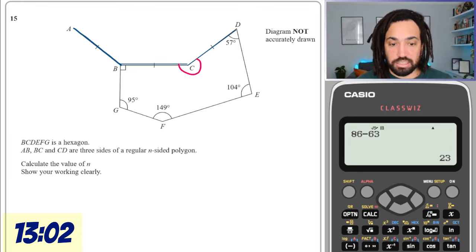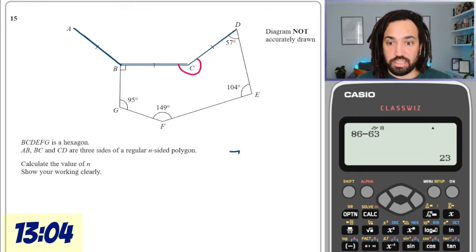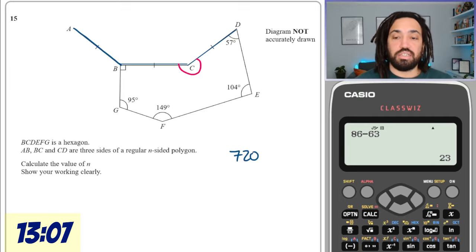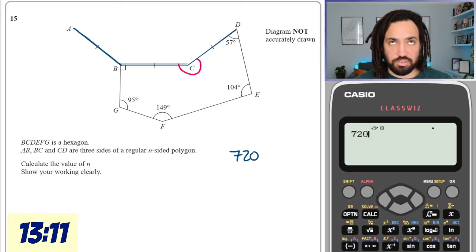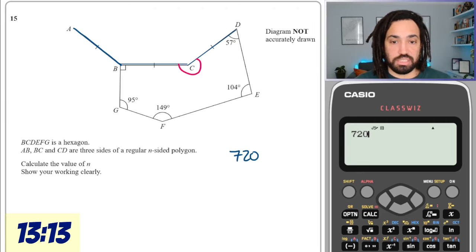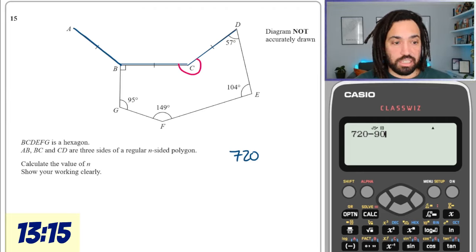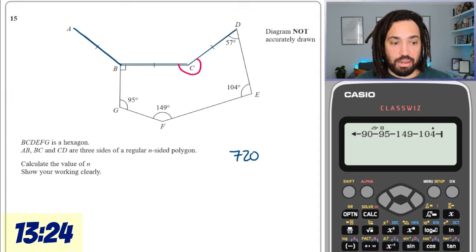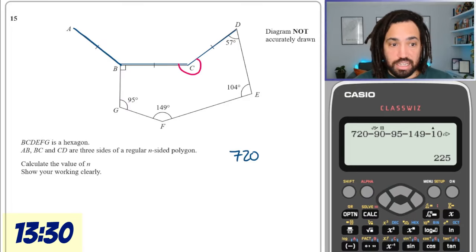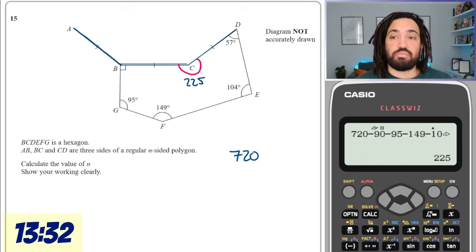So a hexagon is 720 degrees because a pentagon is 540 and then a hexagon is 720. So let's take away 90. Let's take away 95. Let's take away 149. Let's take away 104. 57. And that's all that's left. Okay, so that angle in there is 225.